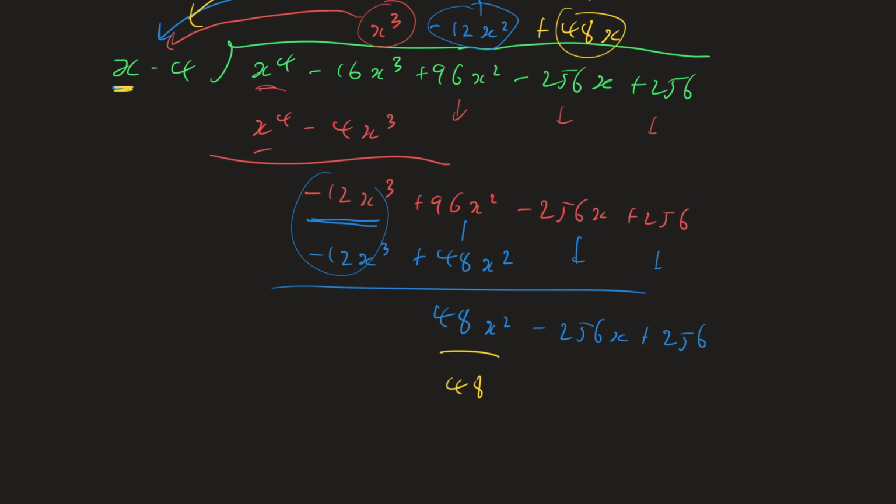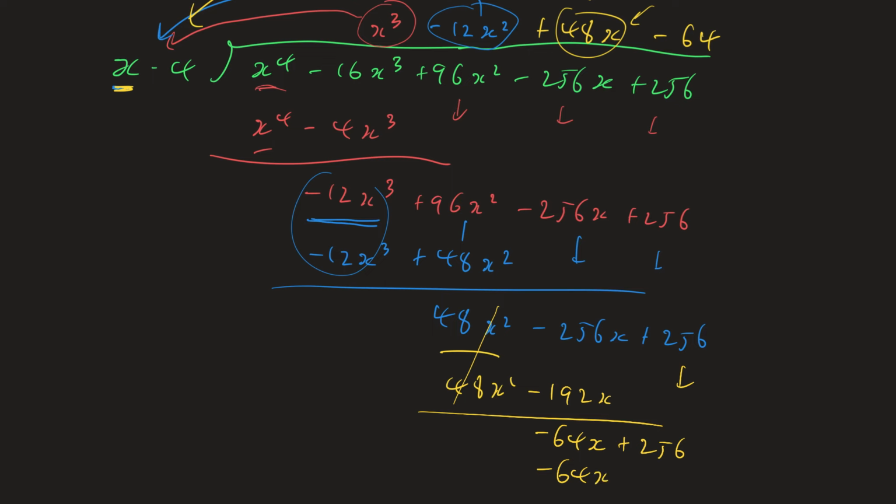We get 48x squared minus 192x. Do the subtraction. The leading terms cancel because of the way we chose the term here. Negative 256x minus negative 192x gives us negative 64x, and the other term comes down. And finally, we have, I'll do it in the same color, minus 64, which when we multiply it, we get negative 64x plus 256, and that of course leaves a remainder of 0. If it does not leave a remainder of 0, then either 4 is not a root of the original polynomial, or we made a mistake.